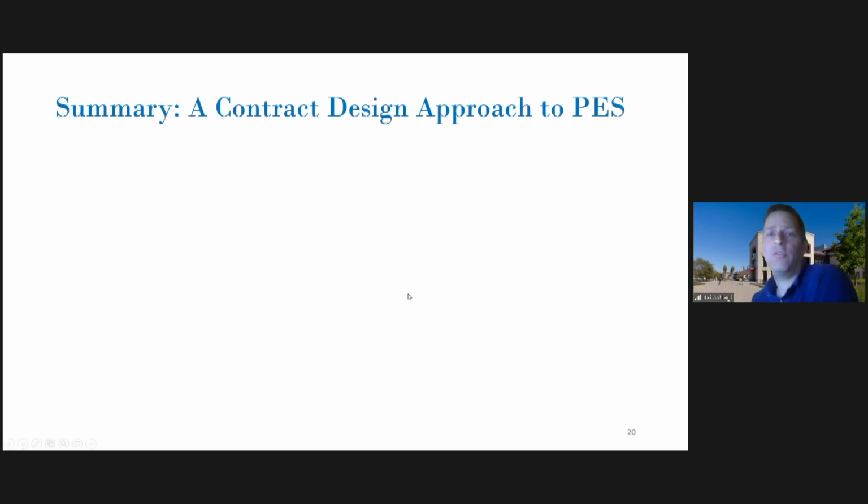Okay, so to summarize, what we're doing here essentially is taking the language of contract design to develop payment, to understand how payment for ecosystem services can perform. And it's really just a first step, I think, to think about issues in climate change. And I think there's a lot of potential here to do mechanism design and contract design in this area.